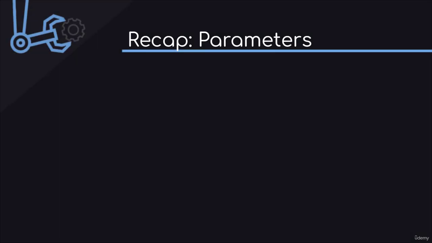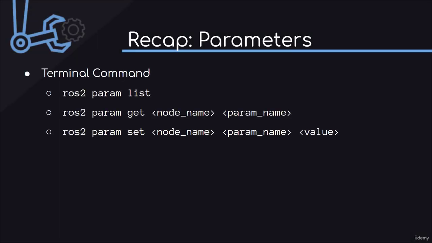All right, in this lecture, we talked about ROS parameters. We learned about several terminal commands which can help us manage our parameters of our nodes, such as ros2 param list, which shows a list of all of our nodes and the parameters they have, as well as ros2 param get to get the value of a parameter from a particular node, as well as ros2 param set, which allows us to set the value of a parameter of a particular node.